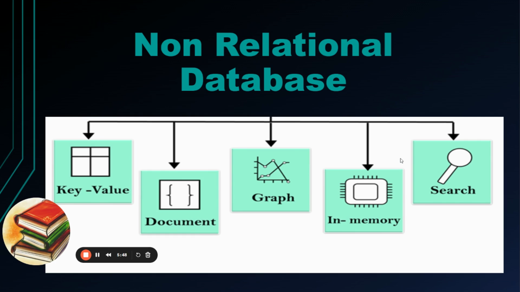Now, let's talk about what a non-relational database is. A non-relational database is a type of database that does not use a traditional table-based structure of rows and columns. Instead, it stores data in a variety of formats, such as documents, key-value pairs, graphs, or wide-column stores, depending on the type of database. Non-relational databases are often called NoSQL databases because they offer a flexible approach to data storage and retrieval.